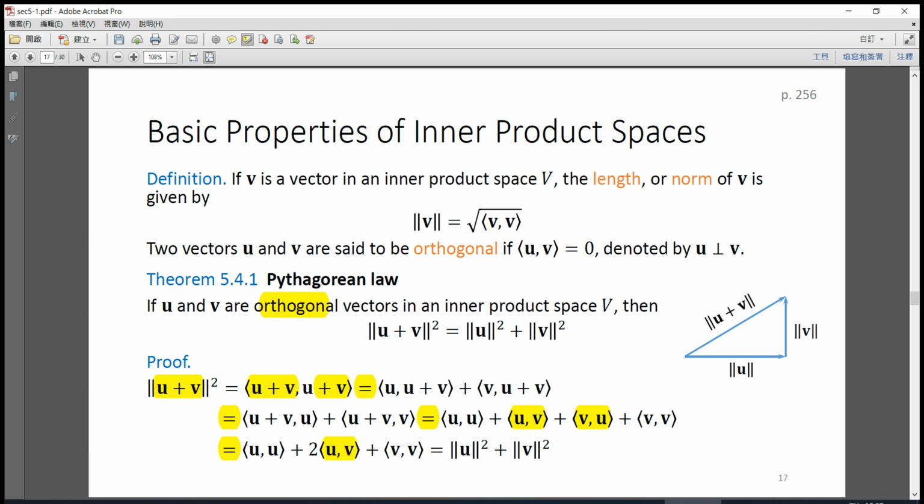and v equals 0. Hence, we have the last equality, and therefore the square of the norm of u plus v equals the square of the norm of u plus the square of the norm of v, and the proof is finished.